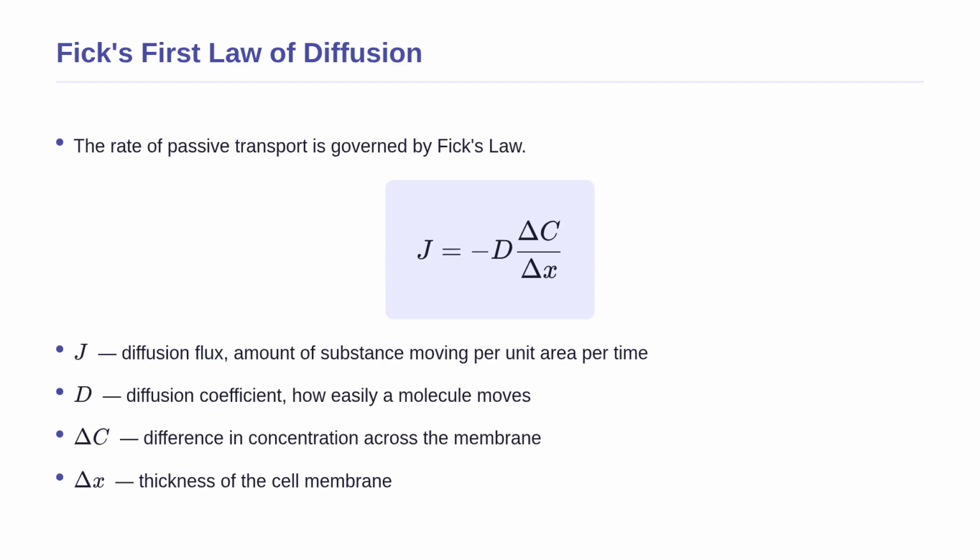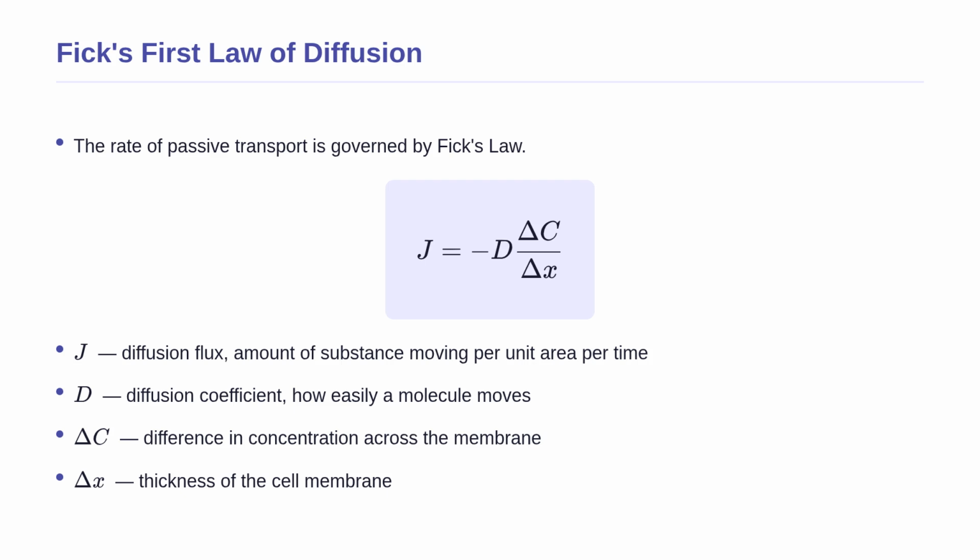This natural movement we just discussed can be calculated using Fick's first law of diffusion. Conceptually, this formula tells us exactly how fast molecules will flow across a barrier. Let us break down the symbols. J represents the diffusion flux, which is the amount of substance moving through a specific area per unit of time. D stands for the diffusion coefficient, telling us how easily a specific molecule moves through the medium. Delta C is the concentration difference, and delta X is the membrane thickness.